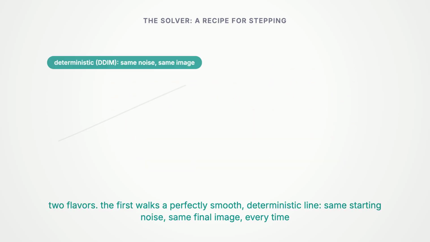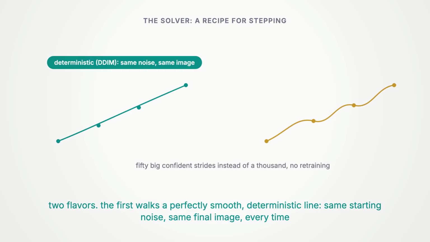There are 2 flavors worth knowing, and they answer 2 different questions. The first flavor walks in a perfectly smooth, deterministic line. Same starting noise, same final image, every single time, no randomness on the way. The classic version of this is called DDIM, and it is the one that lets you take big confident strides, 50 steps instead of 1,000 because the path is clean.